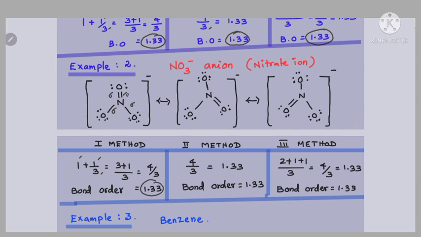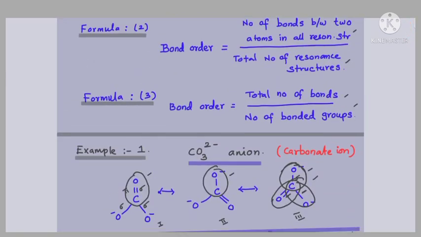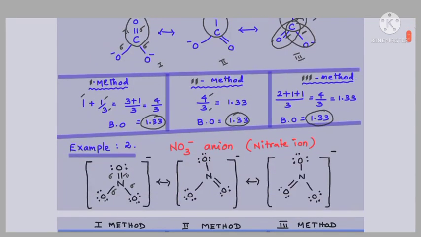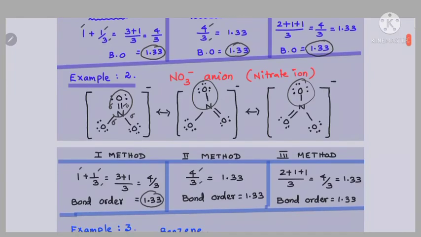Similarly, the second formula is the number of bonds between two atoms in all resonance structures divided by the total number of resonance structures. Now you can consider this location. Here 2, here 1, 3, here 1, 4. 4 divided by the total number of resonance structures, 3, gives 4 by 3. So you are getting 1.33.